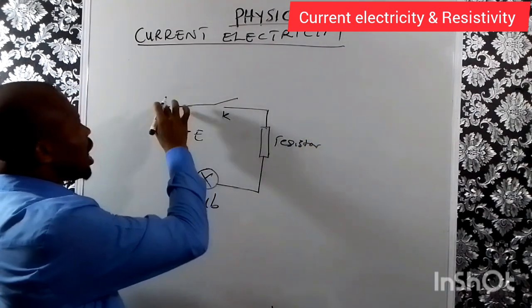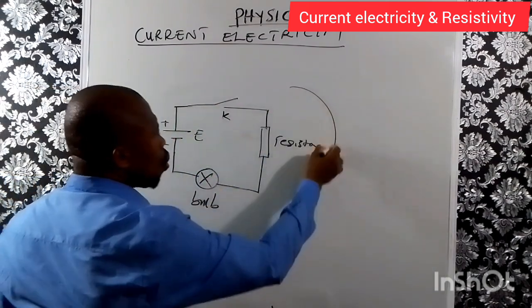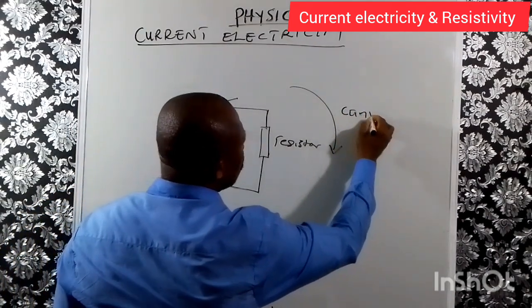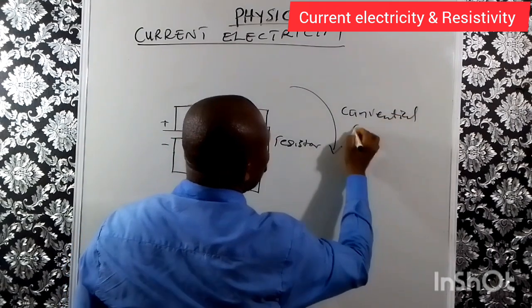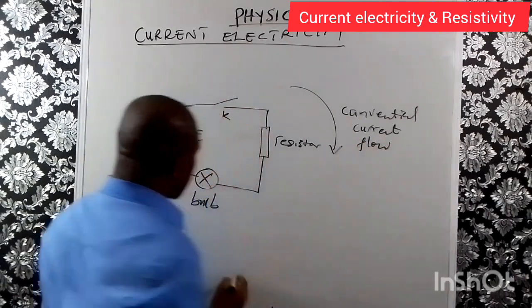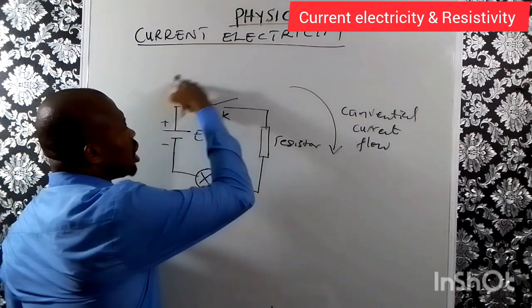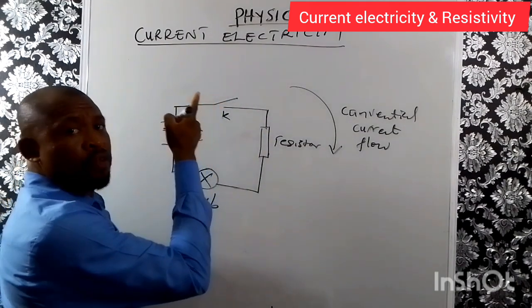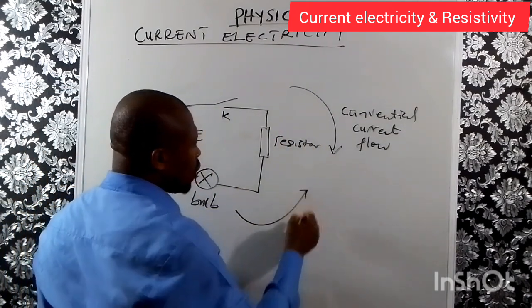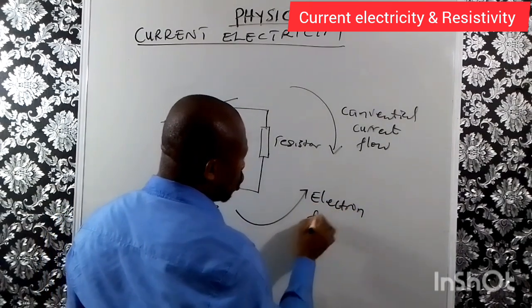Now in this case, if we have conventional current flow, this is a conventional current flow. Now if it flows from positive to negative, we have conventional current flow. Now if it flows from negative to positive, it will give us electron flow. So this is the electron flow.